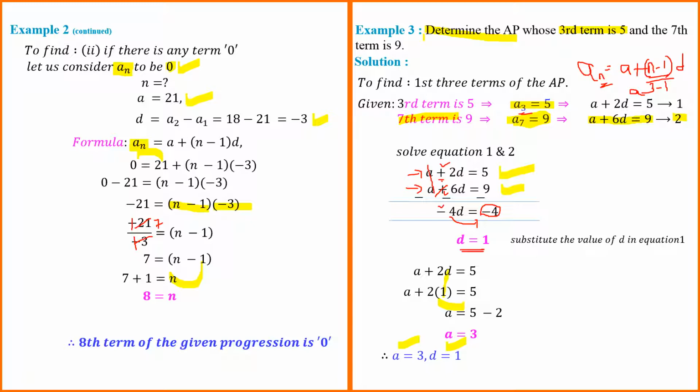Once we have the value of a and the value of d, now we can find the arithmetic progression. Write the first number as it is, 3. Keep on adding 1 to the preceding term. 3 plus 1 you're going to get 4, 4 plus 1 you're going to get 5, 5 plus 1 you're going to get 6, and so on.